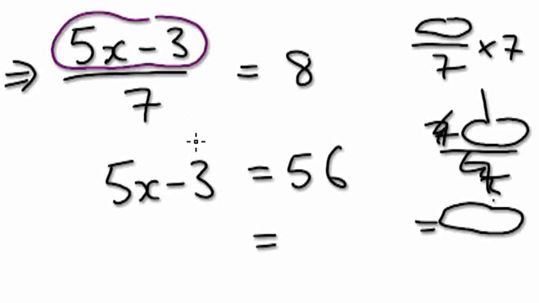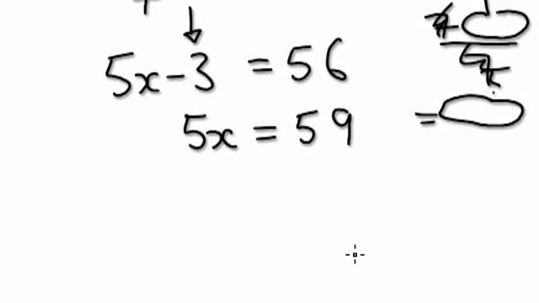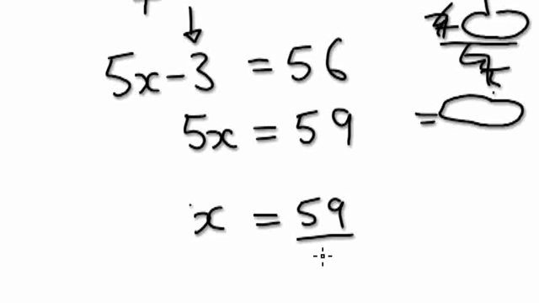Now kill off the 3 here, so that x can stand on its own. Inside your mind, add 3 to both sides. On the right hand side, 56 add 3 would be 59, and then you would divide both sides by 5. So this would be x, and this would be 59 over 5. Have a quick glance to see if it simplifies. It doesn't, so leave it as it is.